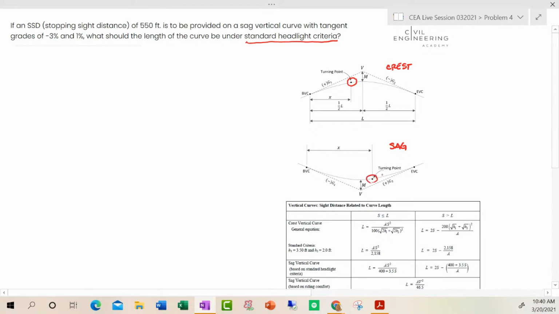The vertex is V right here at the tip where the tangent points kind of converge.